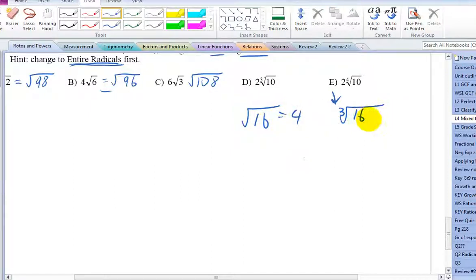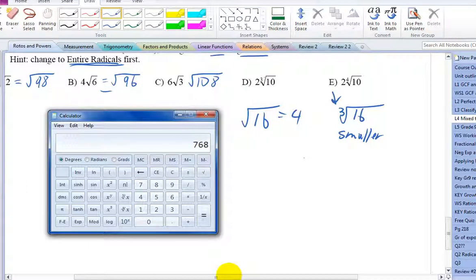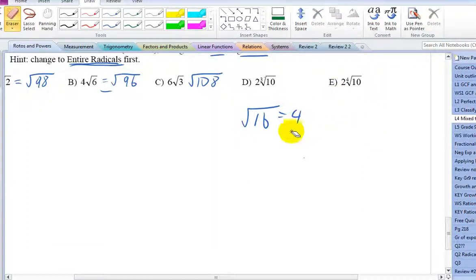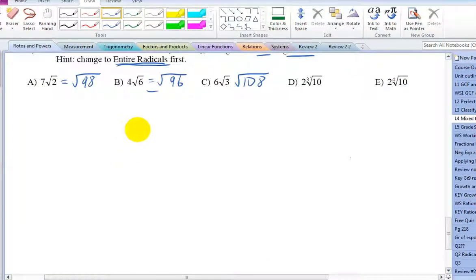And I'll just show you on the calculator, because now you're thinking, oh, he doesn't know what he's talking about. Square root of 16 is 4. The cube root of 16 is 2.5. So you've got to get a smaller number. So right now, we know the order should be something like this. B, A, C. And then, don't write that down, please. Then E, then D. But we don't know if E should go in the front or the back. That's what we've got to decide.